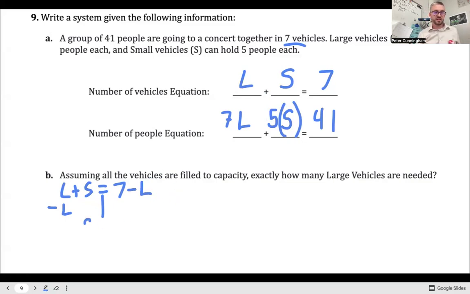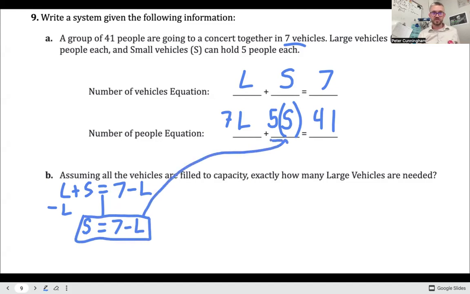And then I have S equals 7 minus L. Now that I have that, I can plug that into my other equation for S. So now I have 7L plus 5, in parentheses, 7 minus L, equals 41. So 5 times 7 is 35. 5 times negative L is negative 5L.